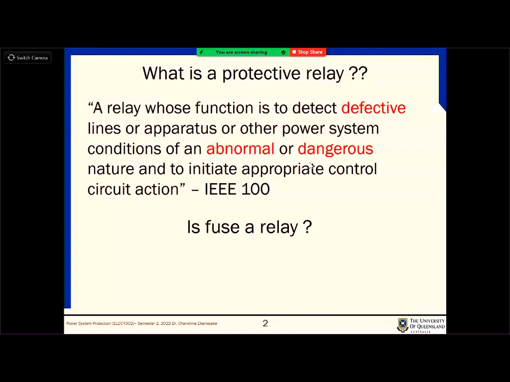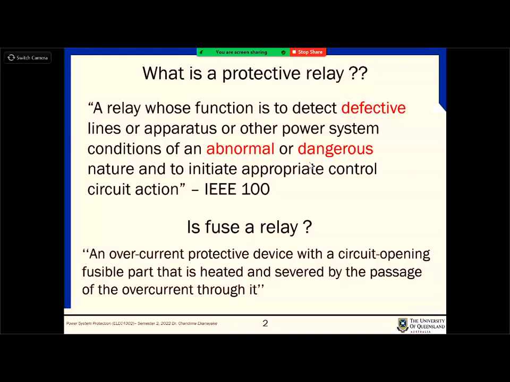If you think about a fuse, is it doing all those things or not? It's not checking voltage. It's doing current. But say, is it initiating appropriate control circuit reactions? Well, itself is the actual control. The control action is initiated by itself. It's a protective device, only for overcurrent.